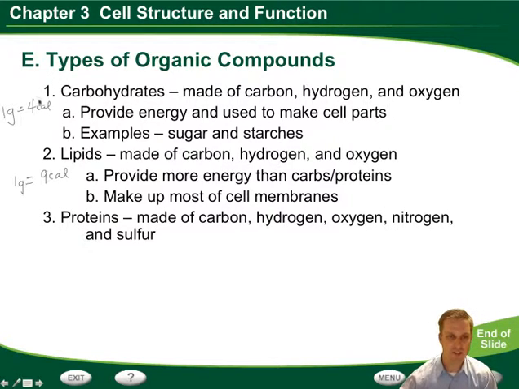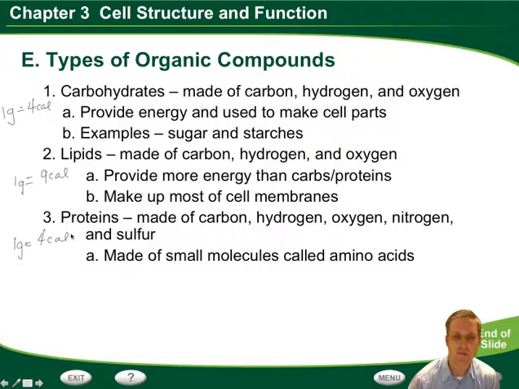Thirdly are proteins. Proteins are made of carbon, hydrogen, oxygen, nitrogen, and sulfur, so they have a couple more elements in them. And 1 gram of protein is also equal to 4 calories. You'll notice each of these has calories, which means they're energy rich. These are made of small molecules called amino acids. Amino acids are the building blocks that make up the different proteins of the body, and there are a total of 20 common amino acids.